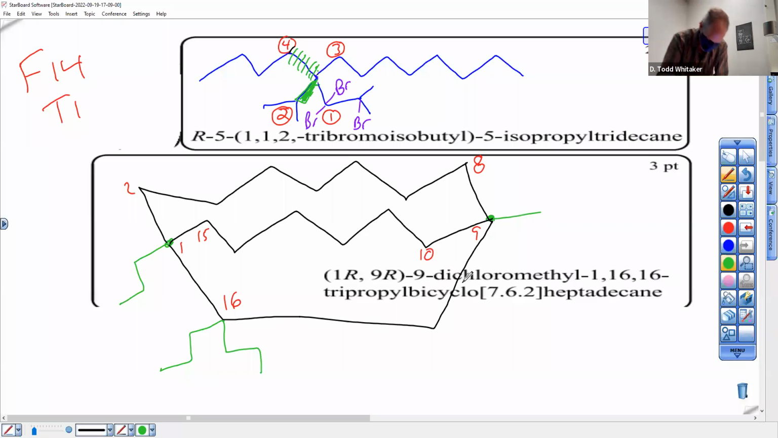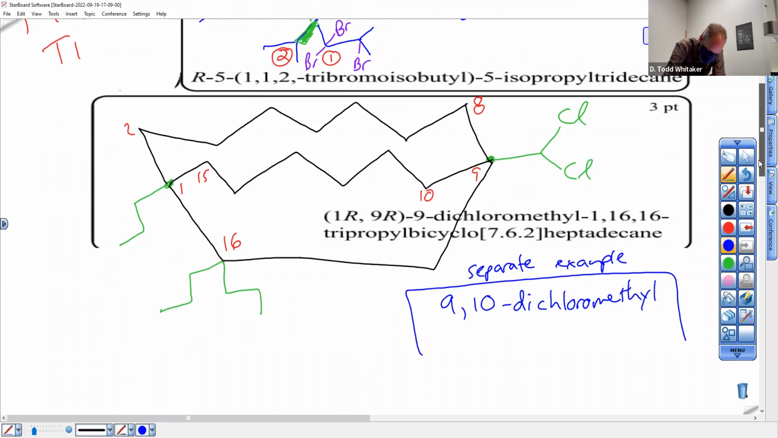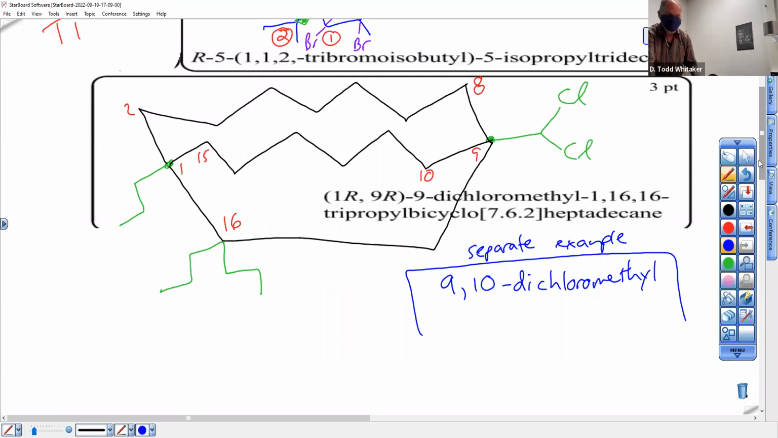2. Now, how's that different than, say, 9, 10 dichloromethyl? This is a separate example. Separate example. Because this gets students. These are different things. They have the same word, dichloromethyl, but this time the di doesn't mean there's 2 chlorines on a methyl. That means there's 2 identical groups.